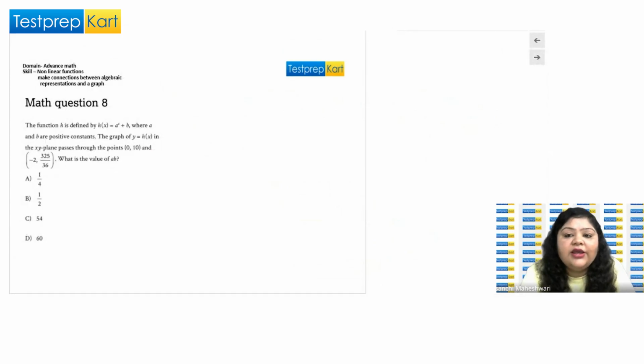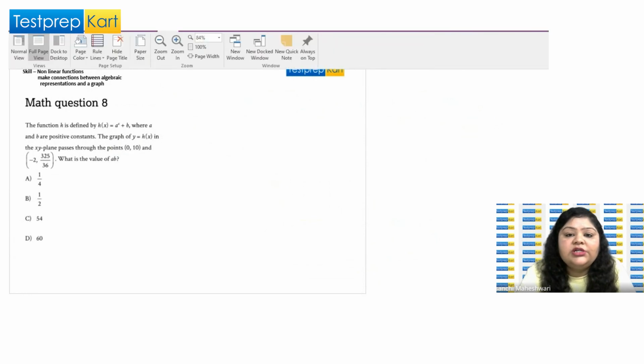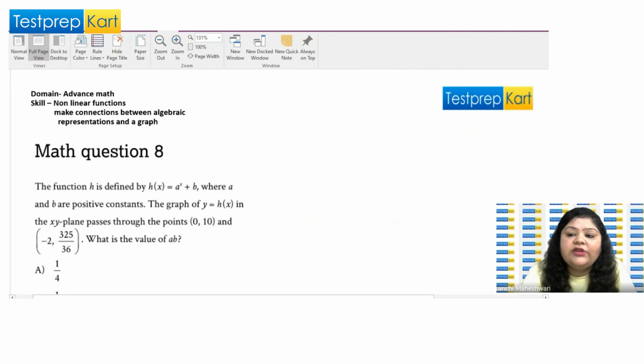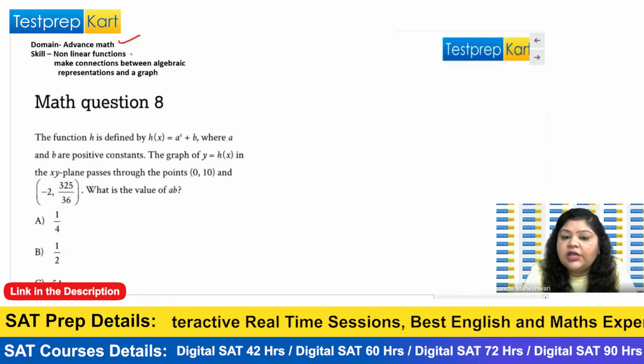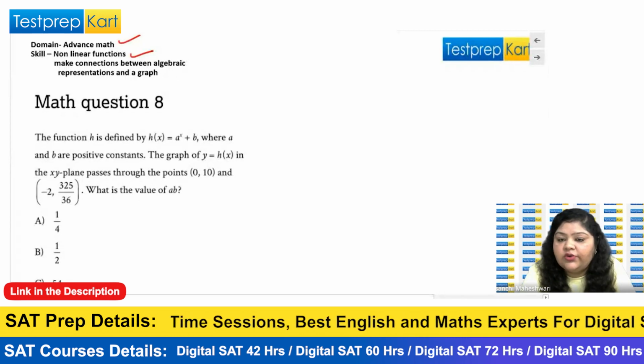Question number 8. And let me just zoom this question a little bit here for you. Yes, now that's clearly visible. Have a look. So that also belongs to the second module, that is advanced math, and it also belongs to the same topic, nonlinear functions.